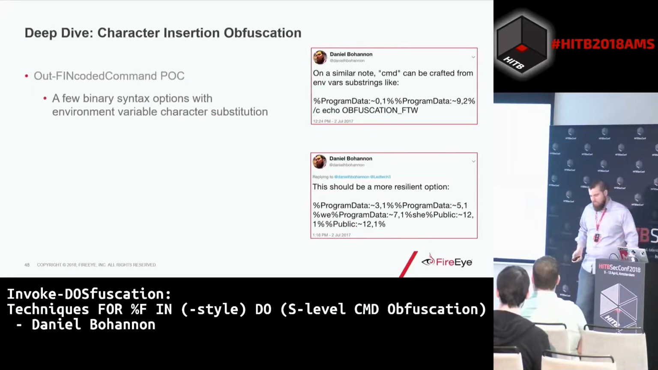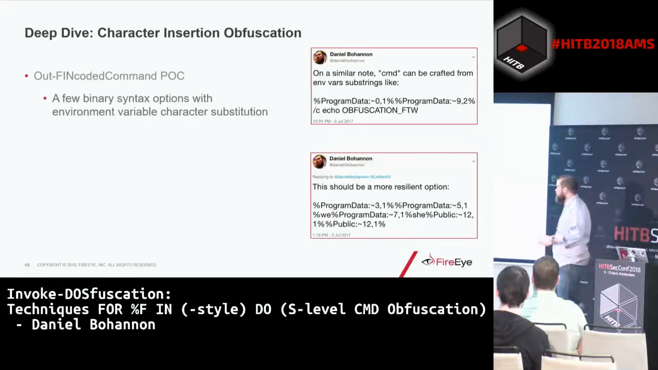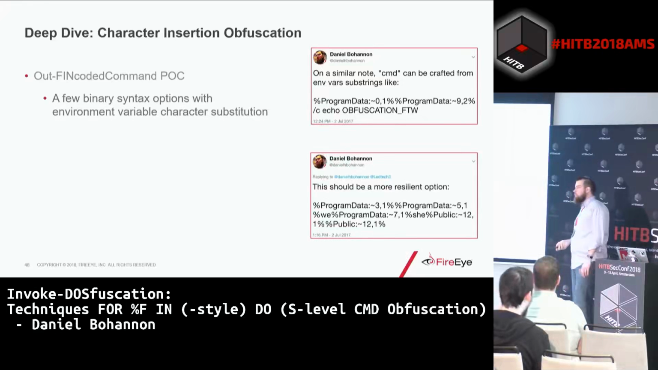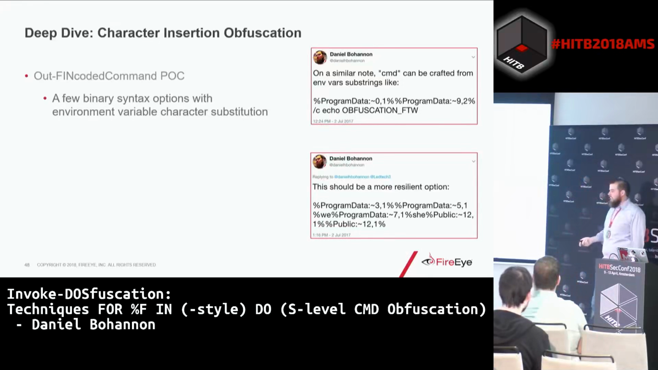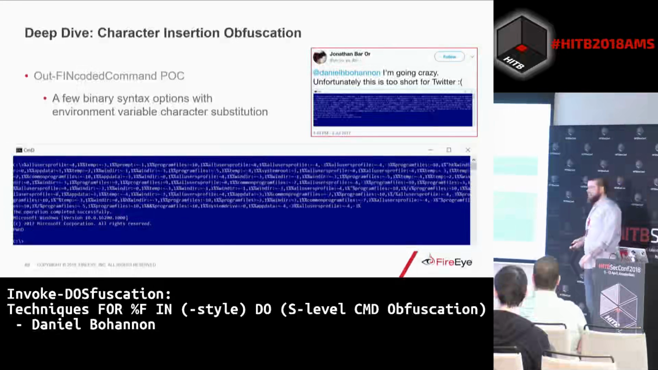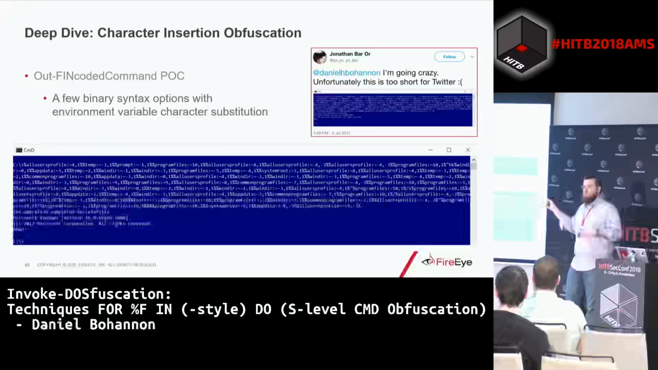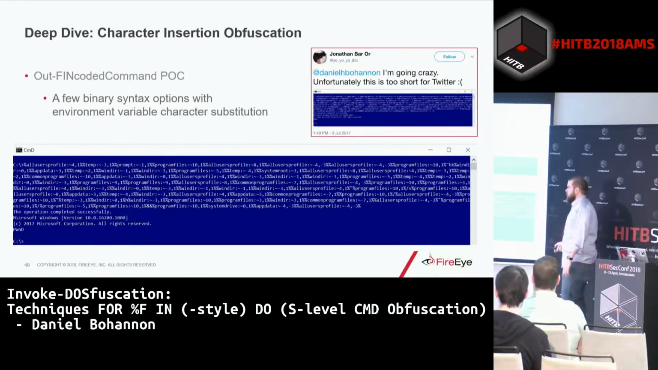So when I released this Invoke-DOSfuscation POC, part of that POC included a couple of these environment variable substring syntaxes for command or PowerShell. And it's funny because I tweeted this out, and then like an hour later, this guy replies back with this entire command encoded in this way. And so in the tool, the way I built it, you can have any input command, and it will create these random substring concatenations of environment variables and produce payloads like this.